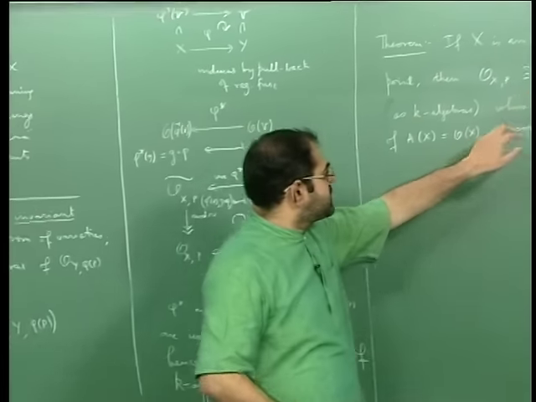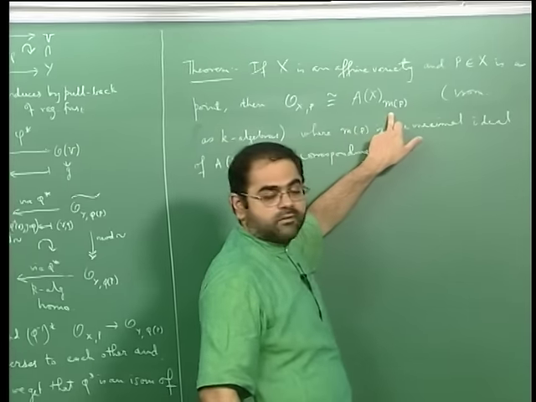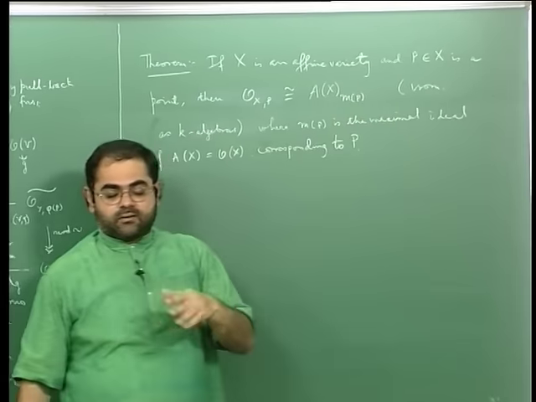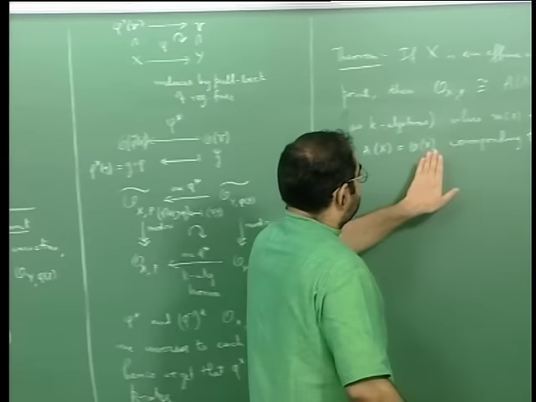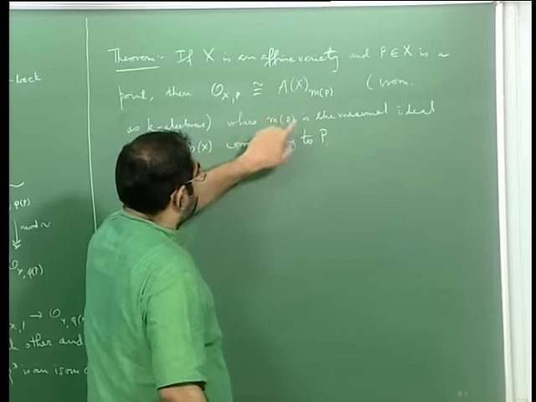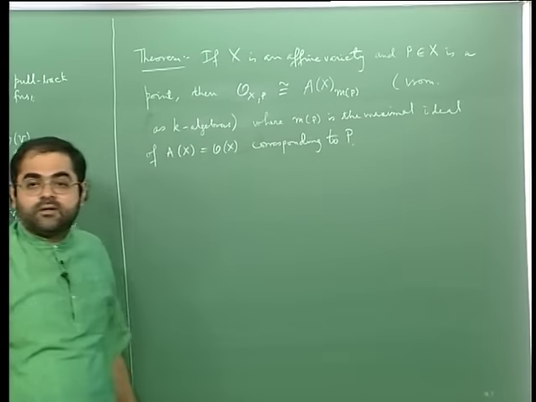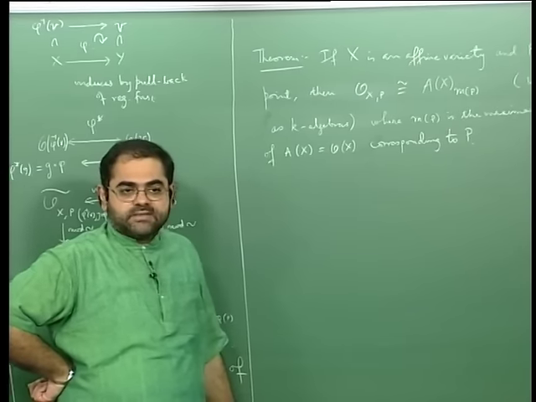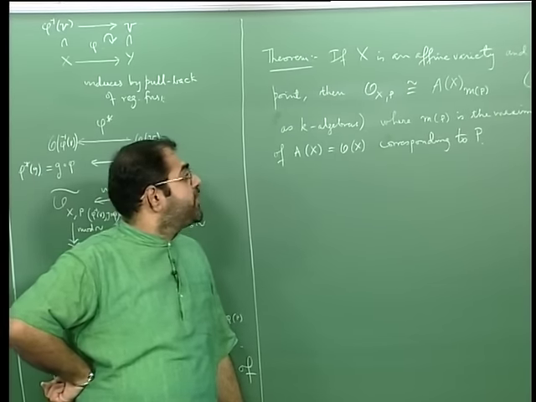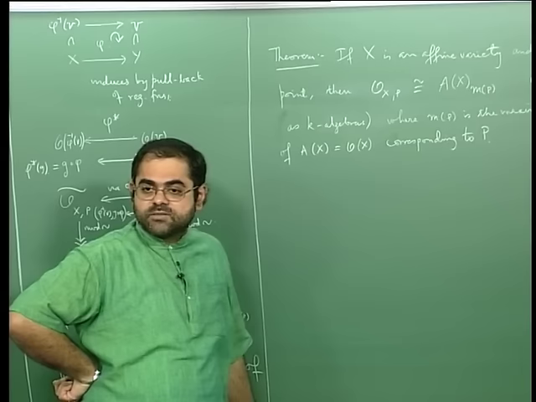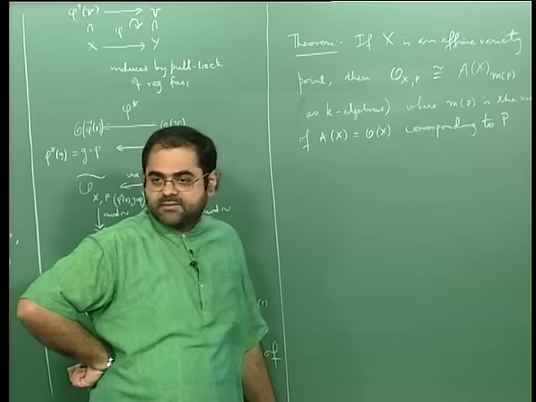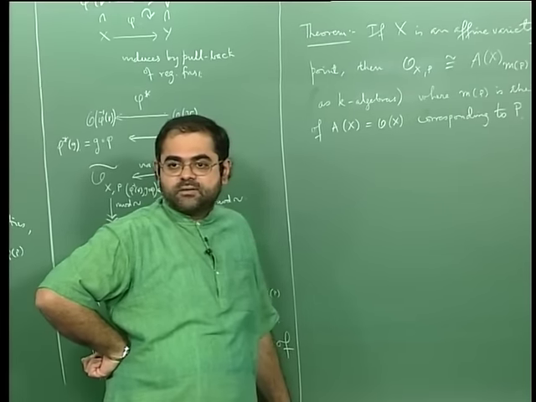So this means take the ring AX and invert all the elements which are not in the maximal ideal corresponding to the point P. Okay. Then the other thing is, of course, I want you to recall that, according to the Nullstellensatz, the points of the affine variety X are in one-to-one correspondence with the maximal ideals in AX.